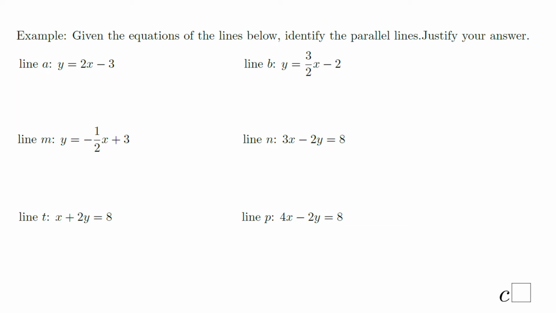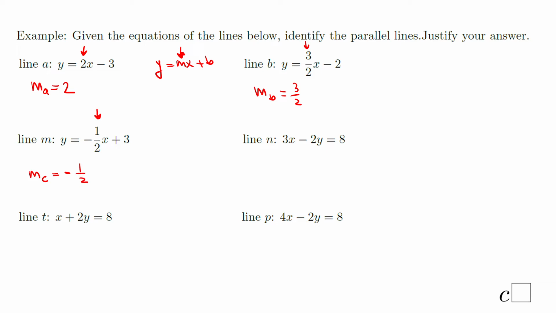Let's see this example. Now we have equations given to us, and we need to identify the parallel lines, and we need to justify our answer. First of all, let's start with this form, which is called the slope-intercept form. This m is the slope. So for line A, I can see very fast that m is 2. For line B, what will be that m? That will be 3 over 2. For line C, what will be that m? That will be -1 over 2.